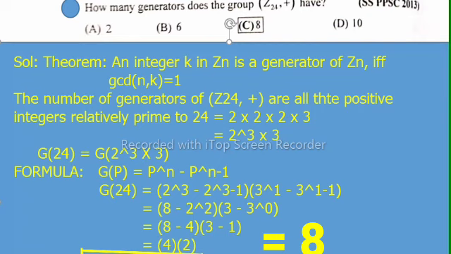So by using the formula, 2 power 3 is equal to 8, minus 2 power 3 minus 1, that is 2 power 2, into 3 power 1 is equal to 3, minus 3 power 1 minus 1 is equal to 3 power 0. So 8 minus 2 power 2, which is 4. 8 minus 4 is equal to 4, into 3 minus 3 power 0 is equal to 1. So 0 exponent equals 1. 3 minus 1 is equal to 2. 4 times 2 is 8. So generators of 24 is equal to 8. Option C is correct, which is the required solution.